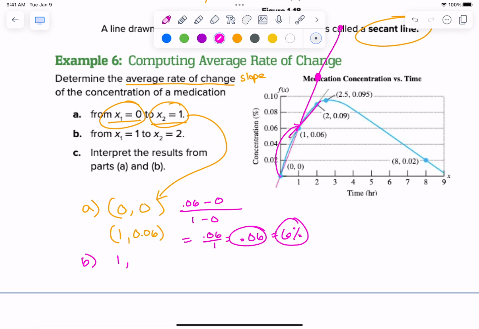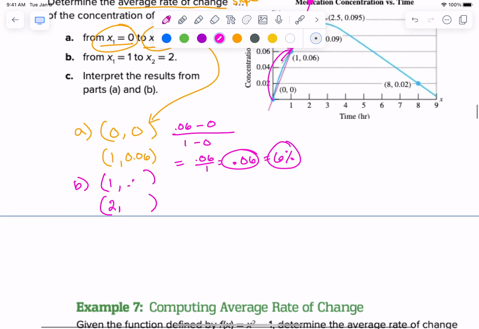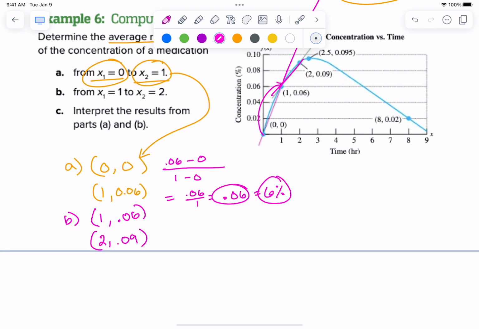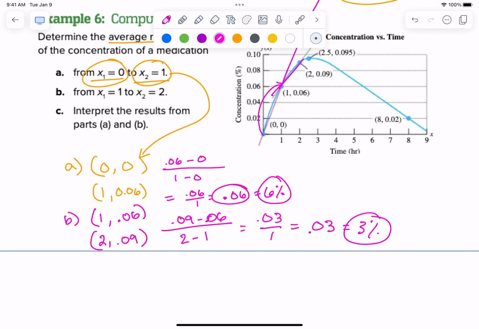We're going from 1 hour to 2 hours. So 1 comma something, 2 comma something. 1 is at 0.06, 2 is at 0.09. Okay, so I have 0.09 minus 0.06 divided by 2 minus 1. So 0.03 divided by 1, or 0.03 or 3%. So it drops from increasing at a rate of 6% per hour to now only increasing at a rate of 3% per hour, right? It's going up, not quite as steep now, okay?